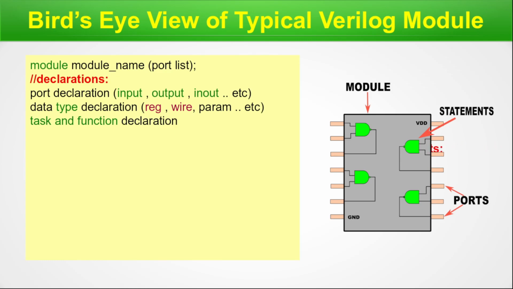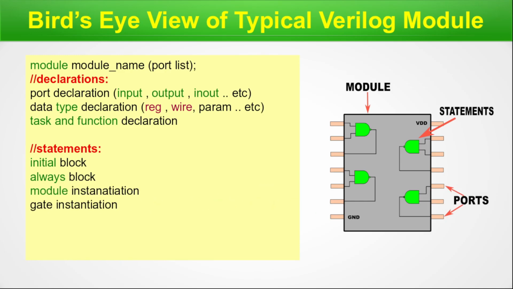So don't get confused. Statements are initial block, always block, module instantiation, gate instantiation, UDP instantiation, where UDP is user defined primitive, and so on. Then continuous assignments in the module. So this is a bird's eye view of what you can expect. Whenever you start writing any Verilog code, you can keep a note of this slide with you, to see in sequence what you have to write, and you can go back and forth in your book or in this tutorial to the respective chapter of that particular command or code, whatever you are writing. By command I mean the system command, and by code I mean the Verilog syntax. You can keep this handy.